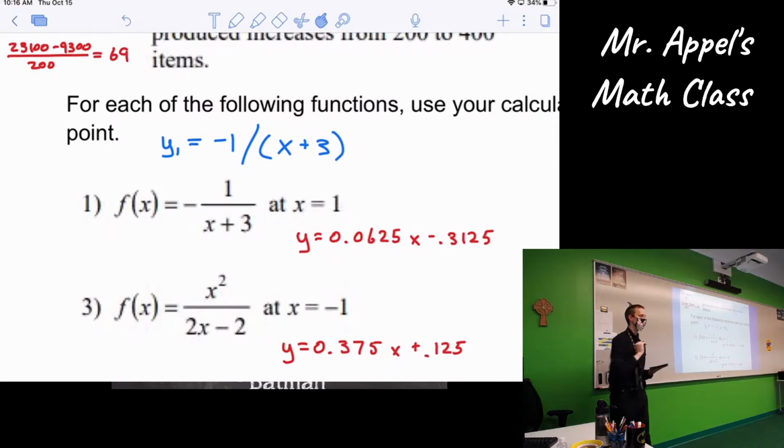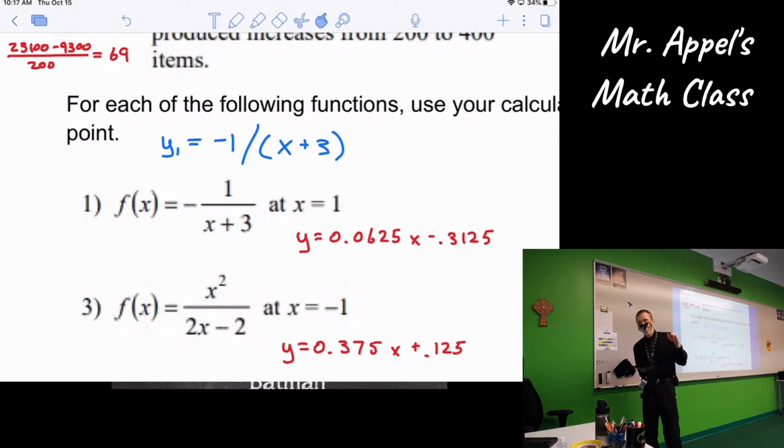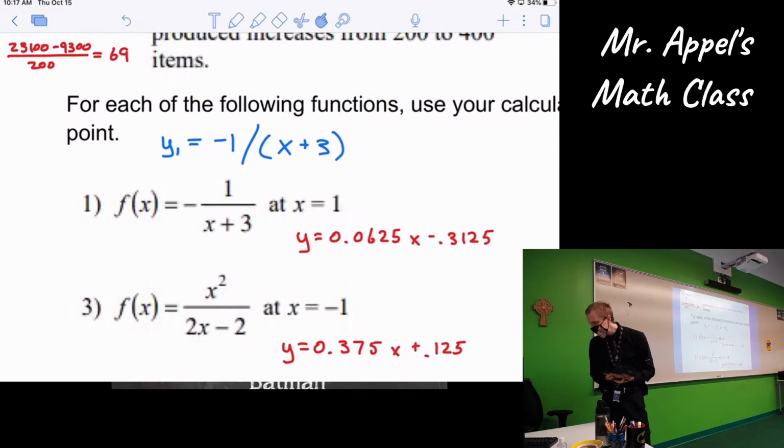Desmos is going to be more difficult, right? Because you have to type this in on one line, and then on another line, you have to use the actual calculus notation, dy dx of f of 1. It's a little more complicated. As long as you have a method that works.